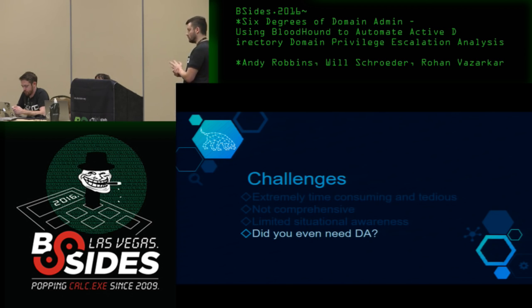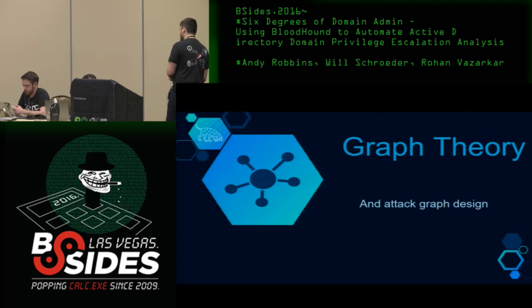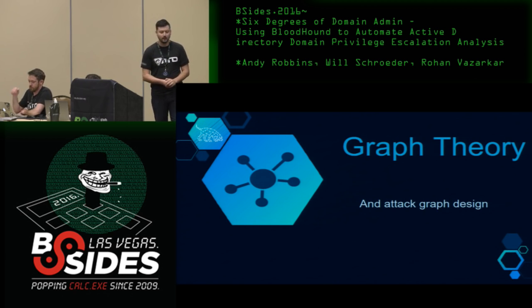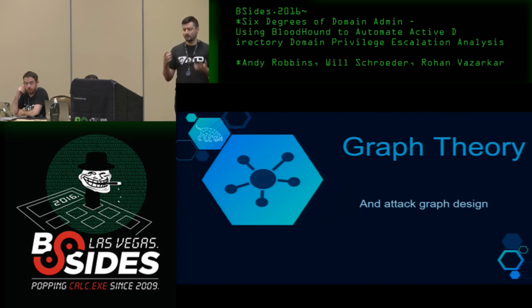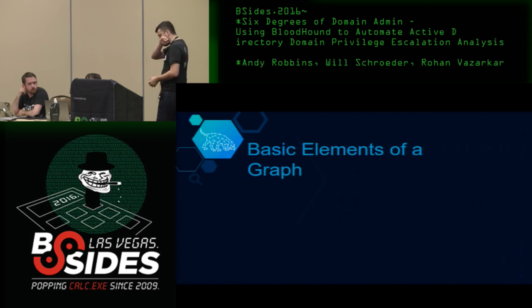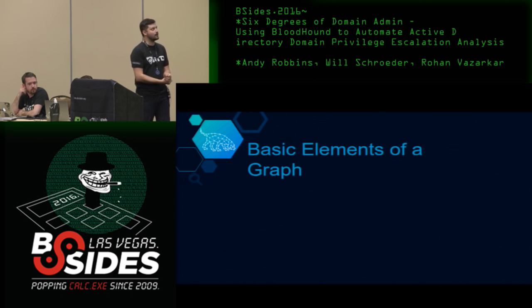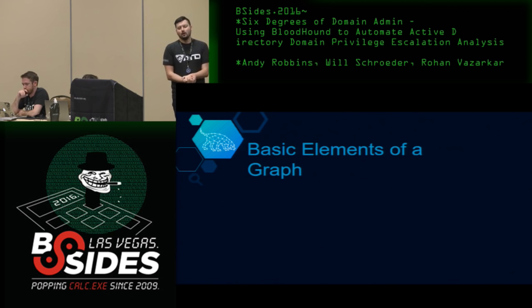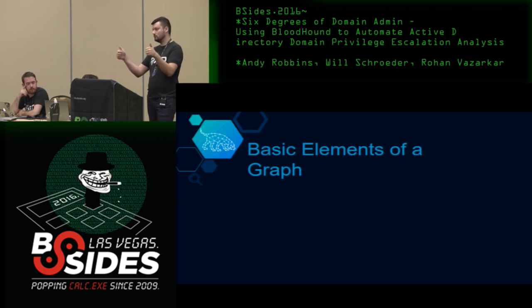Cool. So we're going to be talking about graph theory briefly. So go back in time, go back to Computer Science 102. If you don't have a CS background, don't worry, because neither do I. But this is pretty easy to understand. We're also going to be talking about the design of our attack path. Everybody good so far? Lots of nodding heads.